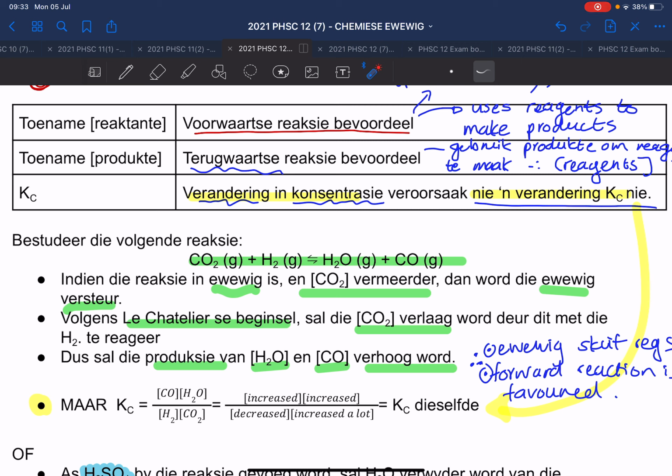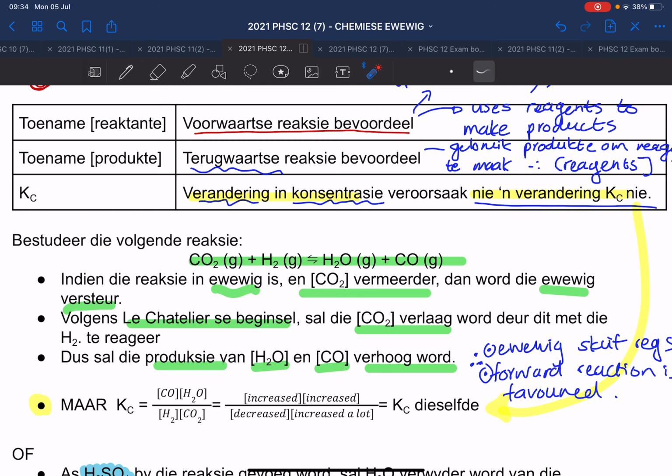Jy gooi nou 'n paar druppels hierby. Wat gaan gebeur? Hy vreet water. It removes water. So we make the left hand side lighter, ligter. So woep, hierdie kant toe. That's what we did. Wat gaan hy wil doen om dit teen te werk? Hy wil water meer maak. So die ewewig skuif na regs.